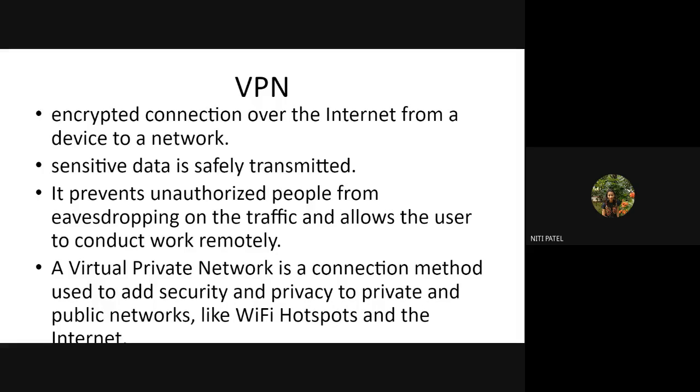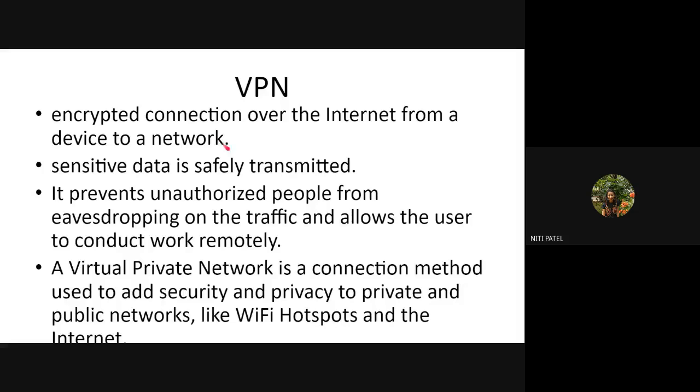So even if the attacker has attacked the tunnel or the private network, the attacker won't be able to extract the data. Why won't it be able to extract the data? Because it is protected by using a kind of encryption. That is a function of your VPN. So it is an encrypted connection over the internet from a device to a network.